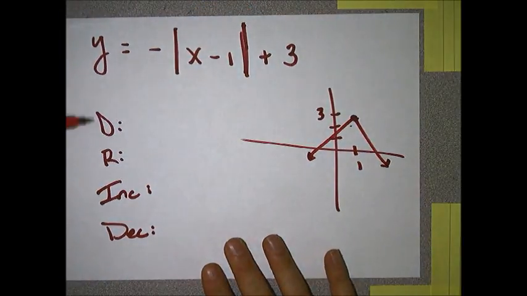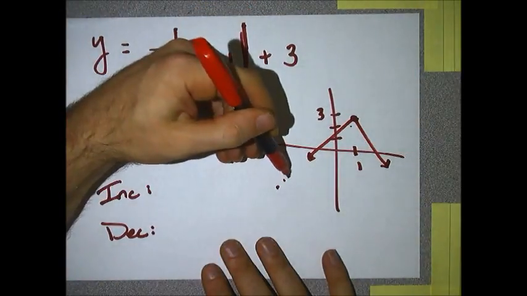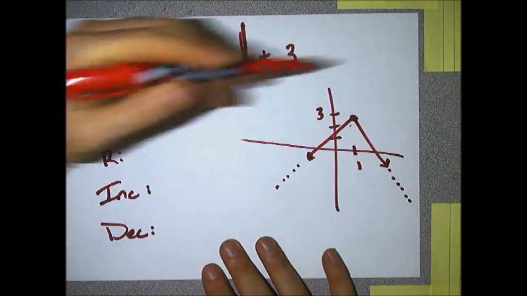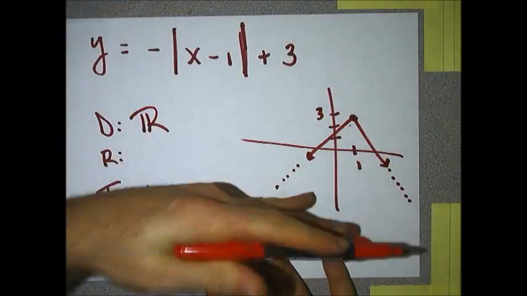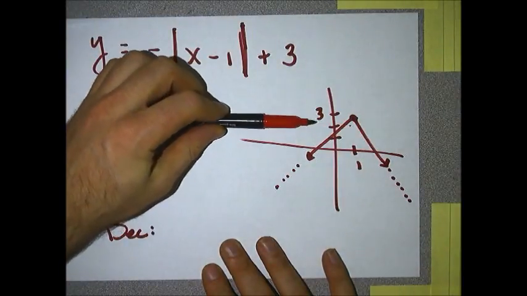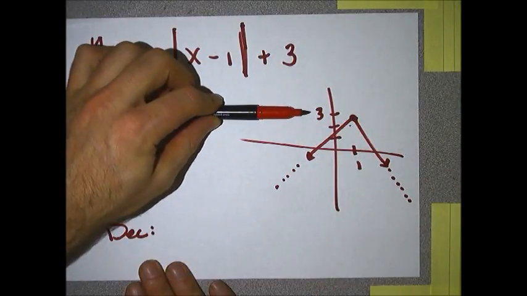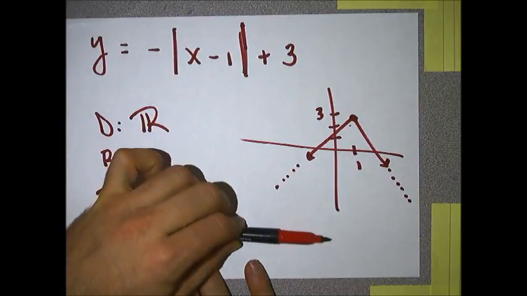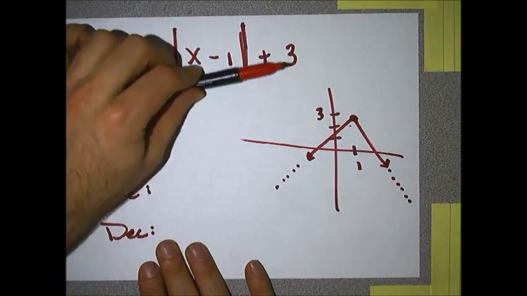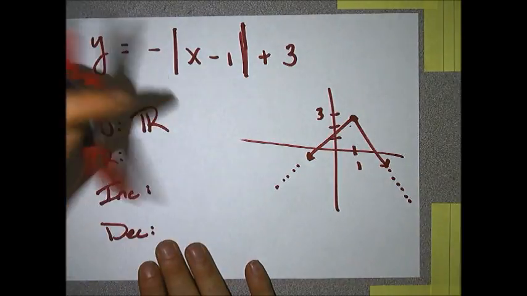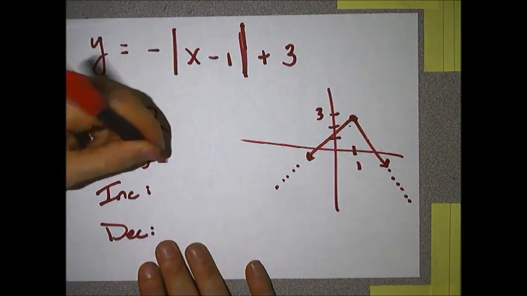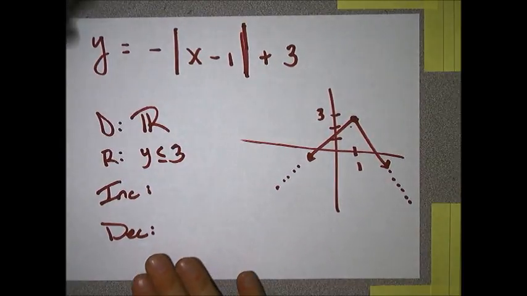Looking over here, my domain would be, as this thing starts to grow, all real numbers. It's going to keep getting bigger. I look at the range. Range is my y values. It's going to be right here, but as this thing gets bigger and bigger, it's going to be going down, so it's never going to be at 4, 5, 6, 7, or anything higher. It's going to be going from 3 all the way down. So I want to say my range is y is less than or equal to 3.